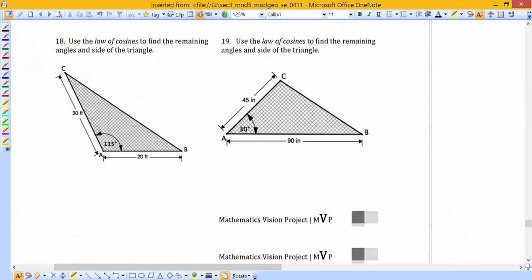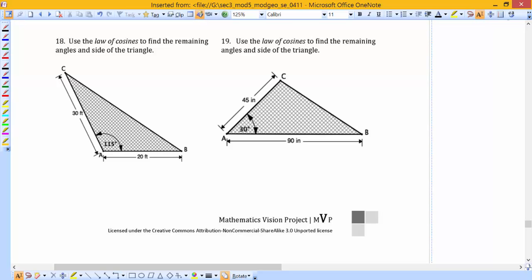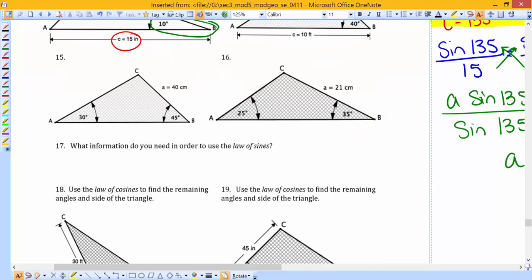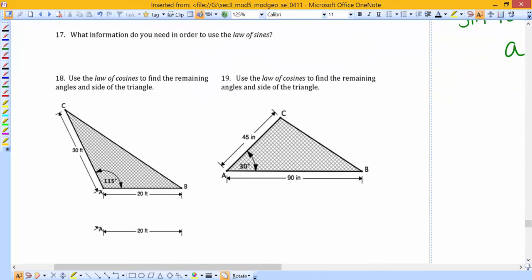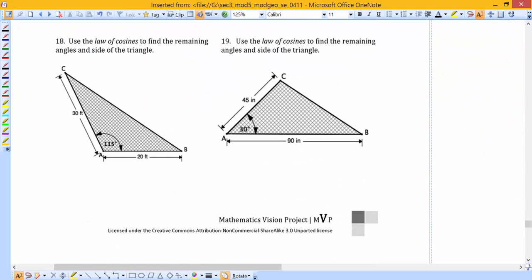You're going to have to know when to use which. And with the law of sines, don't forget you had to have a pair. You had to be given a pair, an angle and a side. Here you are not given a pair. We're going to do 18 together.